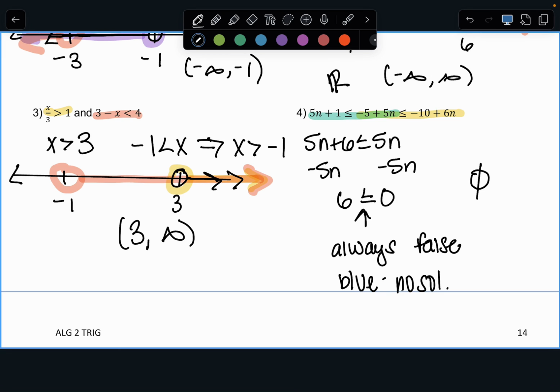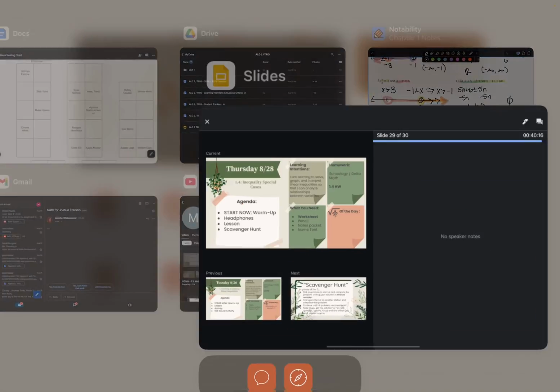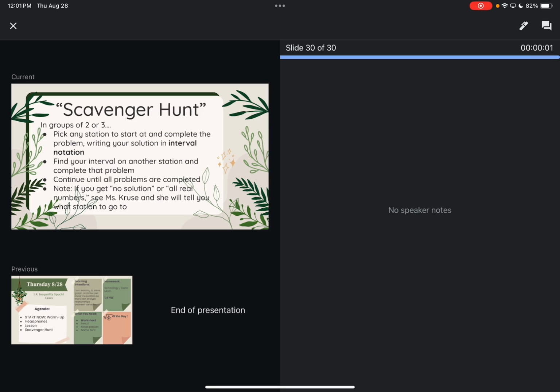Okay. I want you in a group of no more than 3, so 2 or 3 or by yourself if you would prefer, to start at any station, do the problem on the bottom of it, write your answer in interval notation. What's interval notation? Brackets and parentheses. Okay. So, you're going to do a station. You're going to write your answer in interval notation.